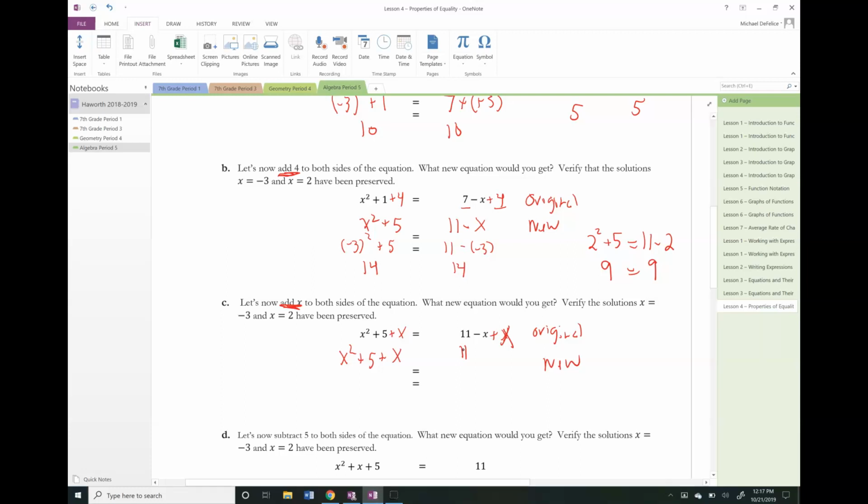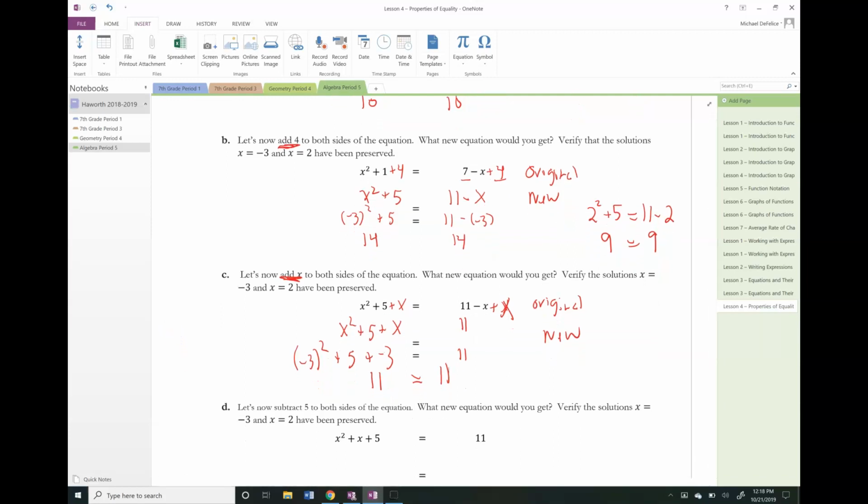So let's check -3. Negative 3 squared plus 5 plus negative 3. Will that be the same value as 11? Well, negative 3 squared is 9, plus 5 is 14, plus negative 3, that is 11. Yes, 11 does equal 11. And 2 would also happen to be the exact same answer. Or 2 would also be a solution to the new equation.